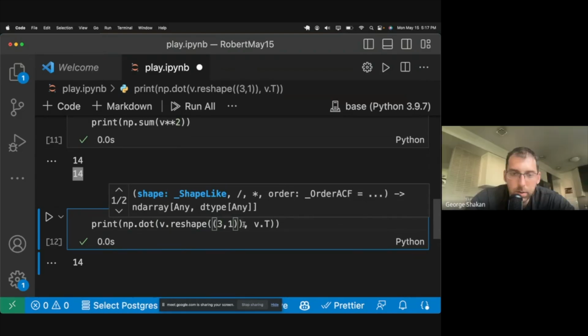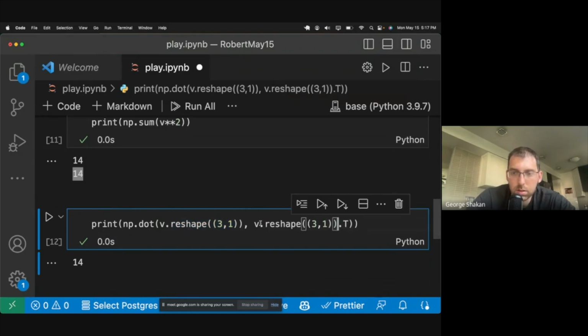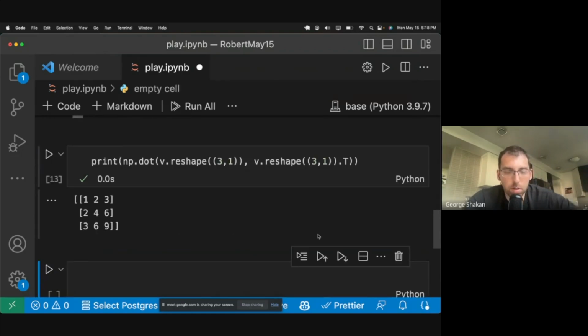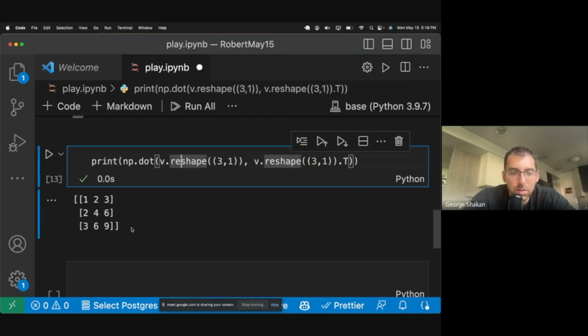If I had done it properly, it should be this one. NumPy was too smart, actually. It knows. But if I force it to do it the way I wanted it to do it, then it gives a 3 by 3.